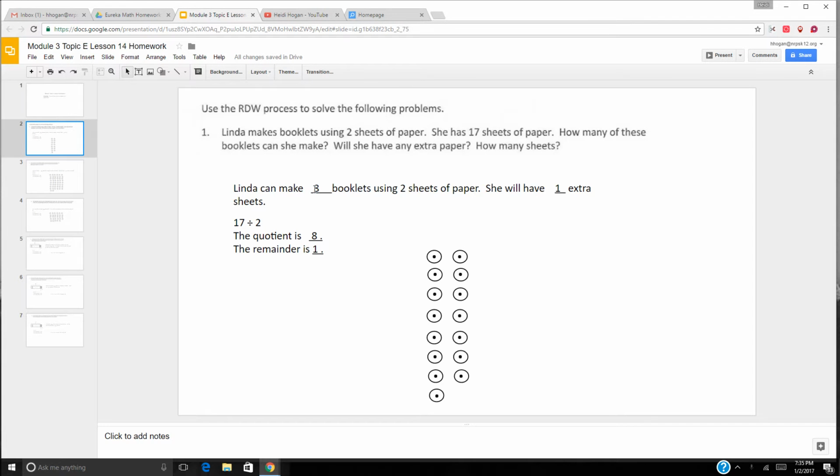So again, we start with our statement. Linda can make booklets using 2 sheets of paper, period. She will have extra sheets. So that's what we're trying to figure out. And it's really 17 divided by 2. So sets of 2. So 2, 4, 6, 8, 10, 12, 14. Oops, I didn't make enough. 16 and 1 is 17. So I was 1 short. So 8, because 8 times 2 is 16, and 1 more makes 17. So Linda can make 8 booklets using 2 sheets of paper, and she will have 1 extra sheet.